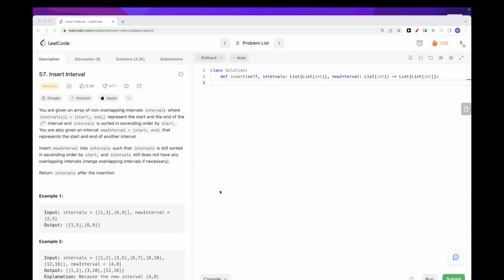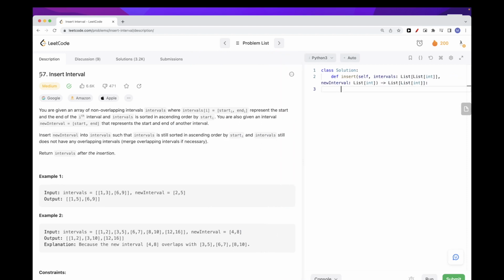Hello, so today we are going to do this problem which is part of Leetcode Daily Challenge. Today is a special day for me personally because I just hit the milestone of 200 streak. But that aside, let's jump into the problem.